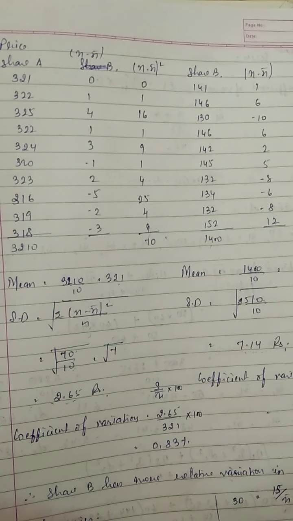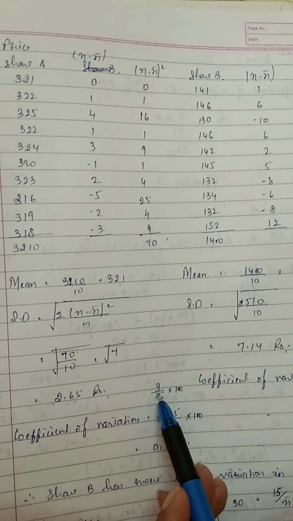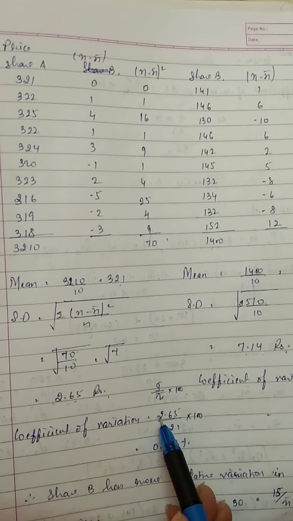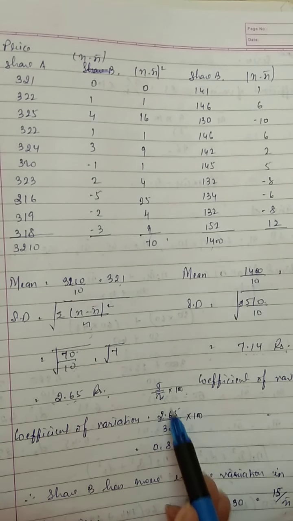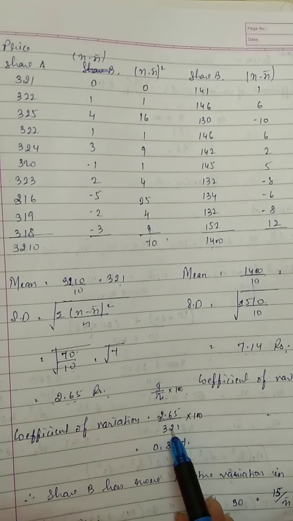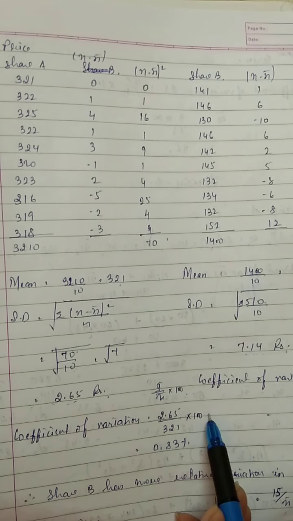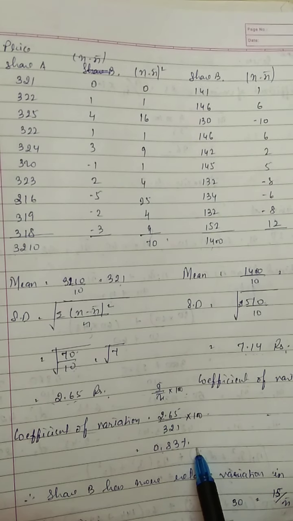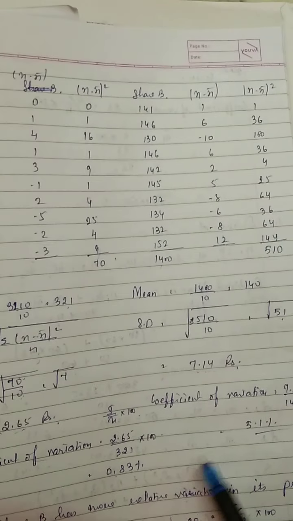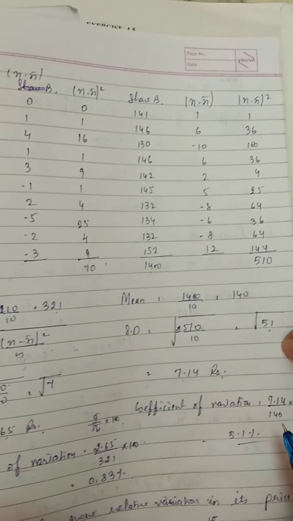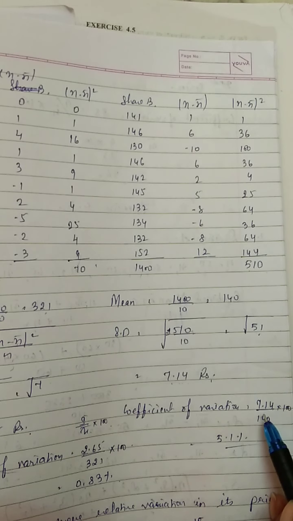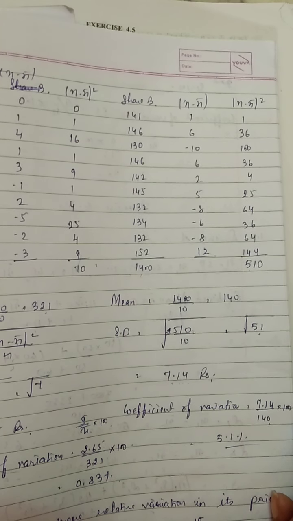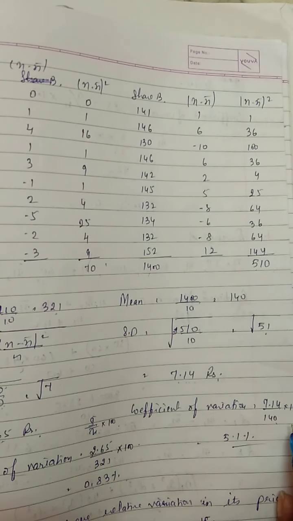Now students, we will find coefficient of variation. The formula is S upon x bar multiplied by 100. The S value for share A is 2.65 upon x bar, that is 321, multiplied by 100. So coefficient of variation for share A is 0.83%. Next we will find coefficient of variation for share B. So SD is 7.14 and its mean is 140, multiplied by 100. So its percentage is 5.1%.